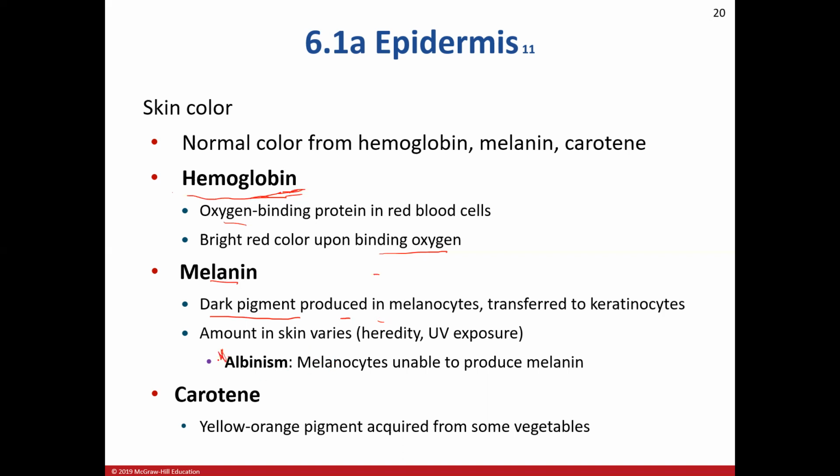Albinism is a problem with an enzyme that ultimately produces melanin from amino acid, because the melanin is a protein. And so are enzymes. So again, that's a problem. Albinism is absolutely no melanin, very dangerous because the glare in your eyes would be very, very dangerous. And the protection of your skin from the UV radiation would be gone. Carotene, as vitamin A is based on beta carotene, is a yellow-orange pigment acquired from some vegetables.